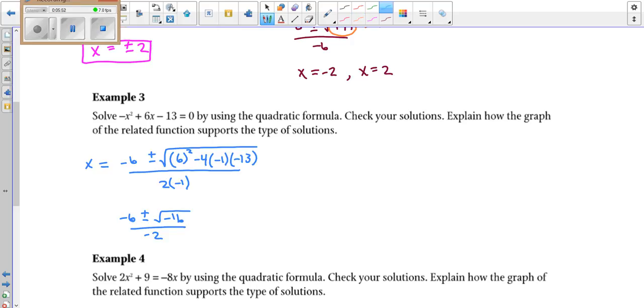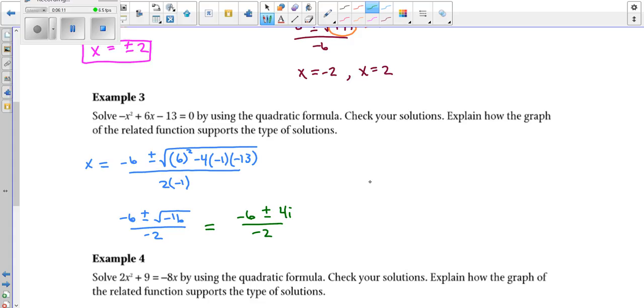Okay, so you should get down to this point right here, which actually when you simplify, this is a perfect square, so we're going to say that this is equal to negative 6 plus or minus 4i divided by negative 2.